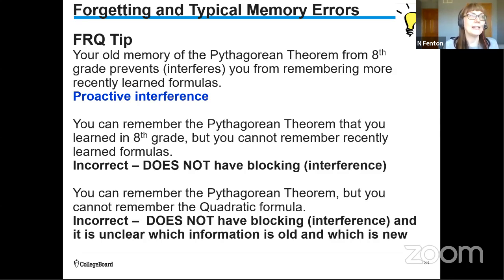So that's interference. With interference, the memory is there, but something is in front of it, right? So you're looking for something in your address book, it's there, but something's blocking you.